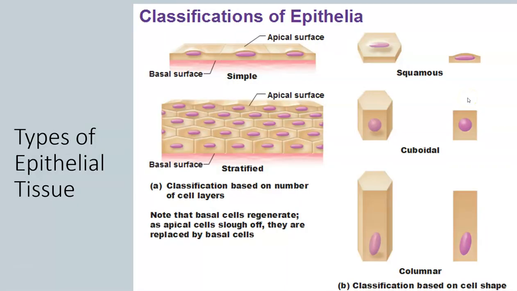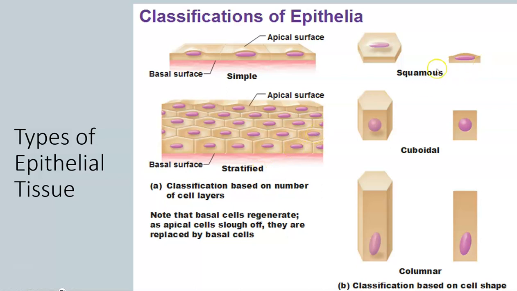First thing you have to understand about epithelial tissue is it's named in two ways. It's first named on whether it is just one cell layer or multiple cell layers. So our first word is that. If we just have one cell layer, it's called simple. If we have multiple cell layers, it's called stratified. So first thing we'll decide is if it's one cell layer or multiple cell layers, and that's going to determine whether it's simple or stratified.